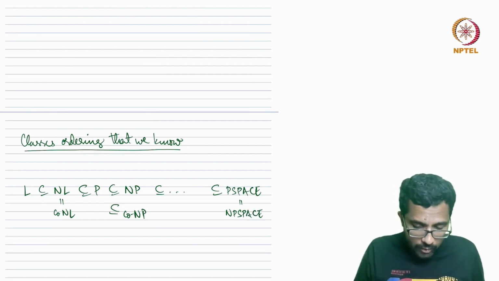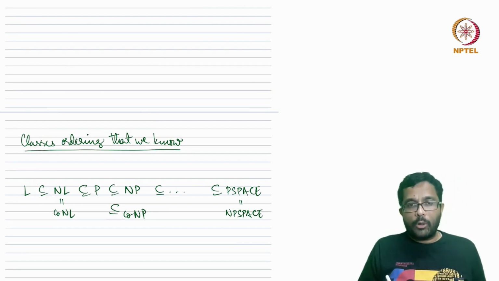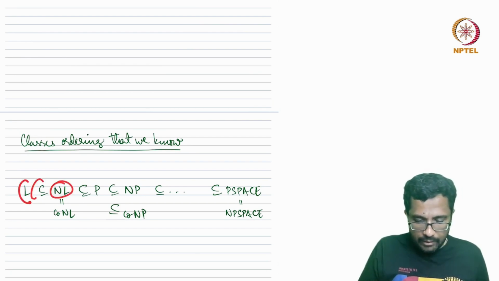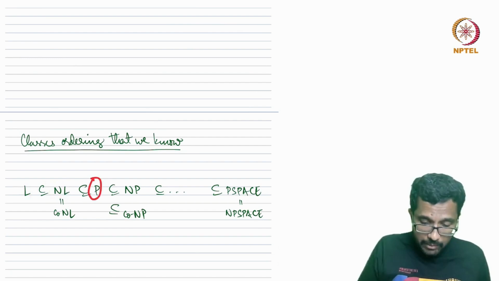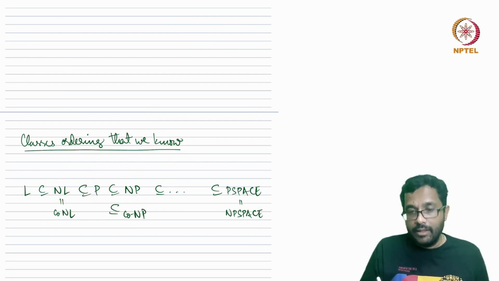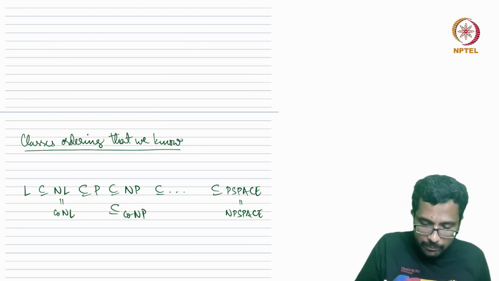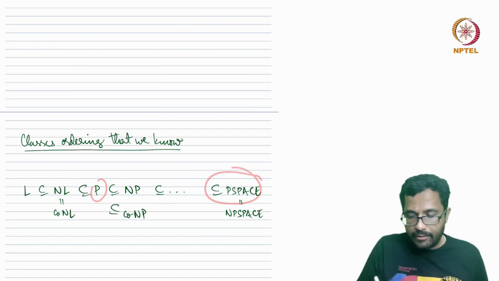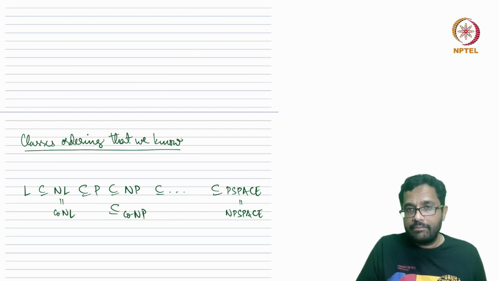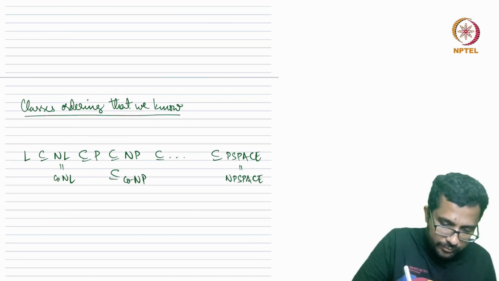And for all of these containments, we don't know whether they are proper or not. We don't know if there is a language that is in NL but not in L. We don't know if there is a language in P but not in NL, or in NP but not in P. We don't know P versus NP. We don't know P versus co-NP. So all of this we do not know. We don't know how P and PSPACE are related, or how NP and PSPACE are related. Is there a language in PSPACE but not in NP? We don't know. The only thing that we know, however, is this.